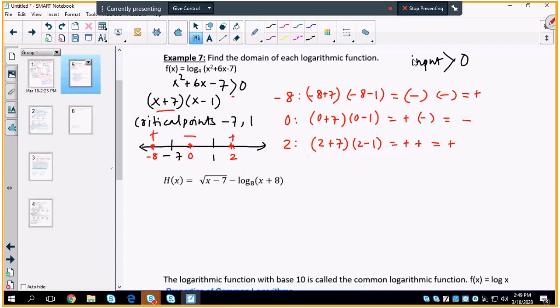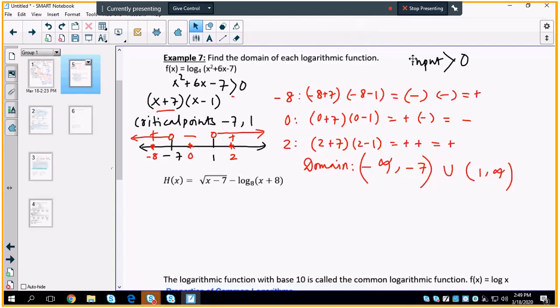So now you're going to list the intervals where the function is positive. And that will be the domain of this logarithmic function. So the domain for this logarithmic function is going to be -infinity to the critical number -7, and I have to put open parentheses because both of these points are not going to be included as my inequality is strict. And then I will say union 1 to infinity.